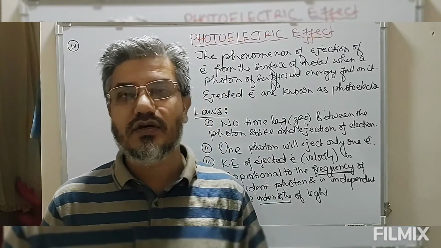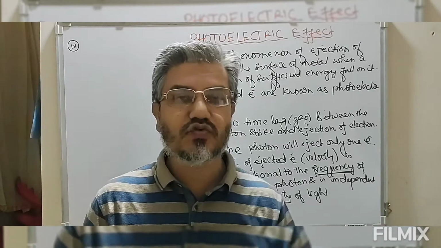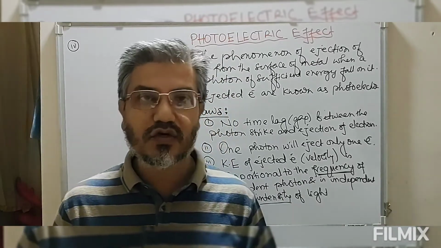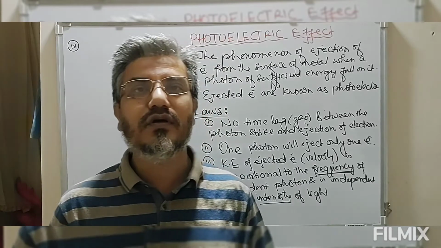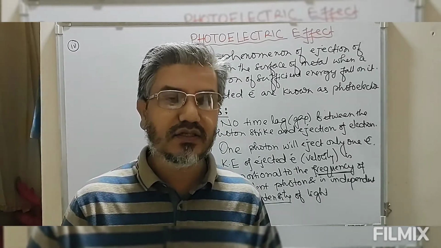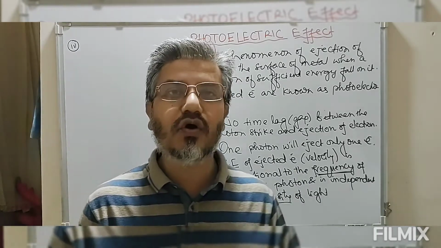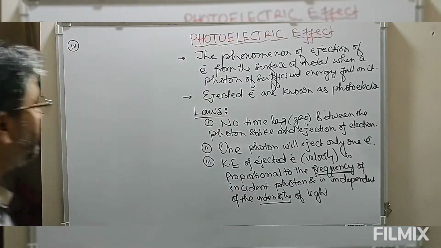This minimum energy which is required for these electrons to undergo ejection is what we call the work function, or the binding energy, or threshold energy, or critical energy.